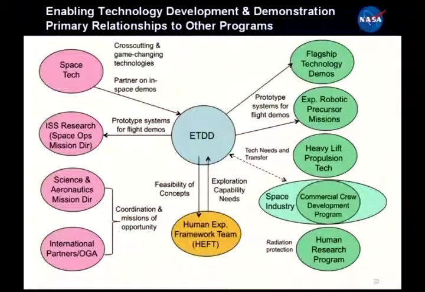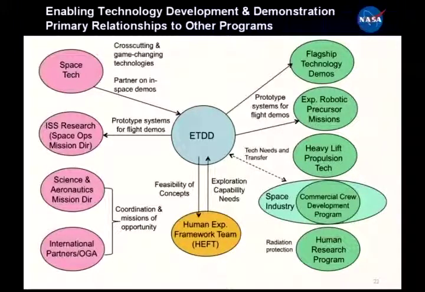Okay, this chart diagrams our relationships to other technology programs. The ETDD program is shown there in the center, and just below in the yellow bubble is the Human Exploration Framework Team. And again, they're studying future mission concepts, supplying us with technology priorities and capability needs. We build proof of concept systems and feed back the feasibility of those concepts to the Human Exploration Framework Team.